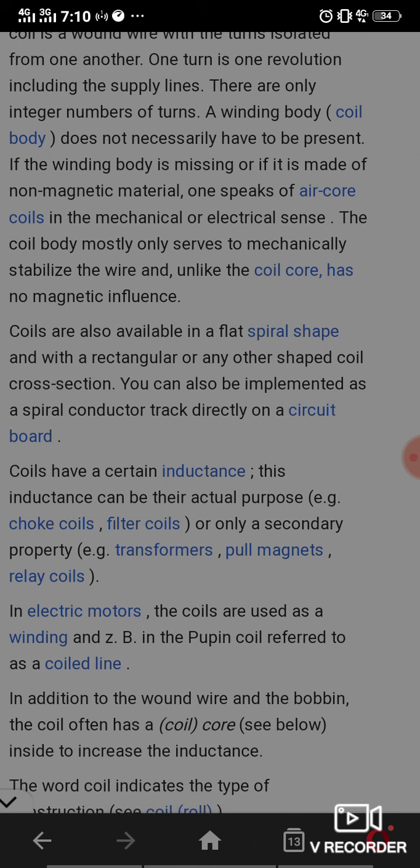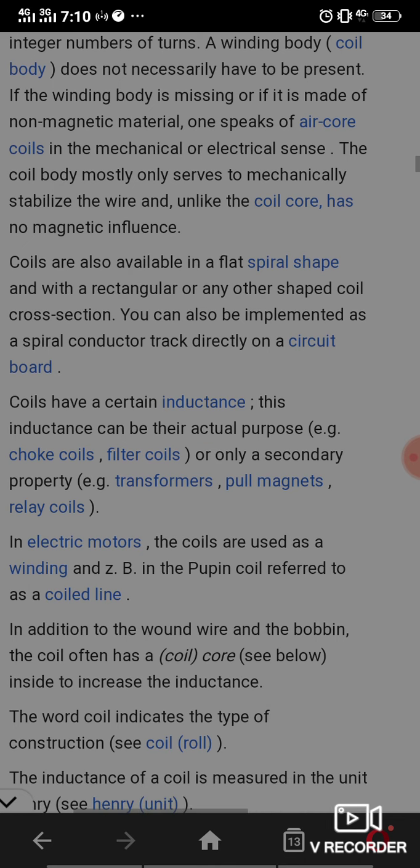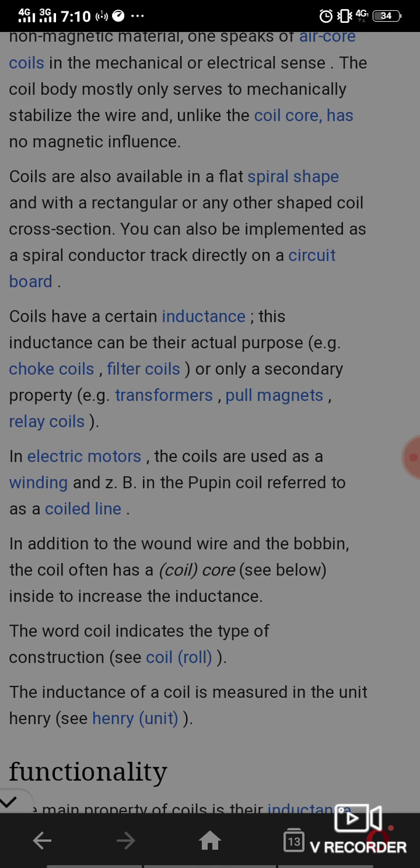In an electric motor, the coils are used as a winding set. In propane, coil refers to a coil line. In addition to the wound wire and the bobbin, the coil often has a coil core inside to increase the inductance. The word coil indicates the type of construction.